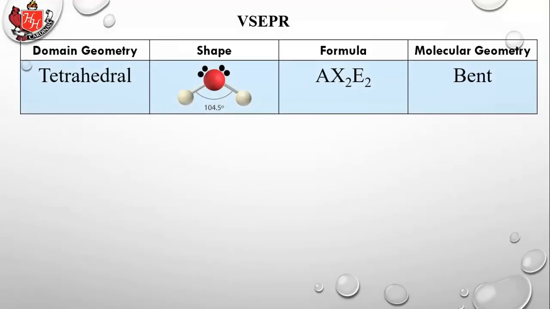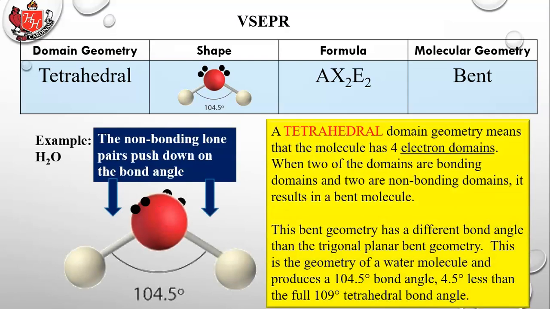Okay, now we're still in the tetrahedral family, this tetrahedral domain geometry, and now we've taken away 2 of the atoms. So now we have 2 bonding domains, that's the X2, and 2 lone pair, and that results in a bent molecular geometry. And the example of that is water.